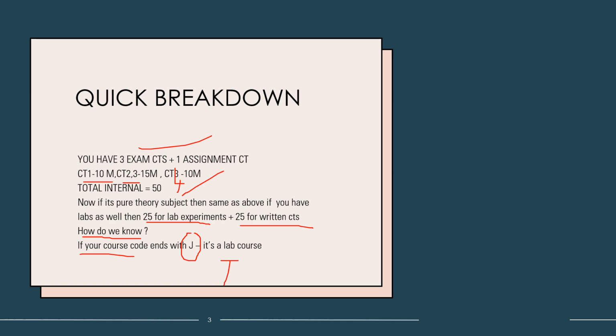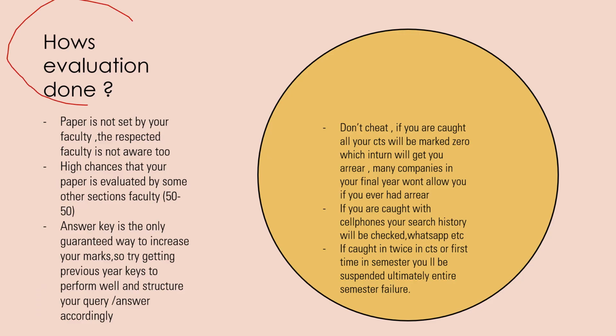Now we're going to talk about how evaluation is done for your papers. Firstly, the paper is not set by your faculty. It is set by some faculty, but it's not certain that your faculty is setting the paper. It's decided by the academic head. I forgot the name, but there is an examination head who decides which faculty is going to set it. Generally 4 to 5 papers are set, out of which they select which paper to be given. So don't expect that your faculty is setting it, and don't blame your faculty that he or she has set the paper.